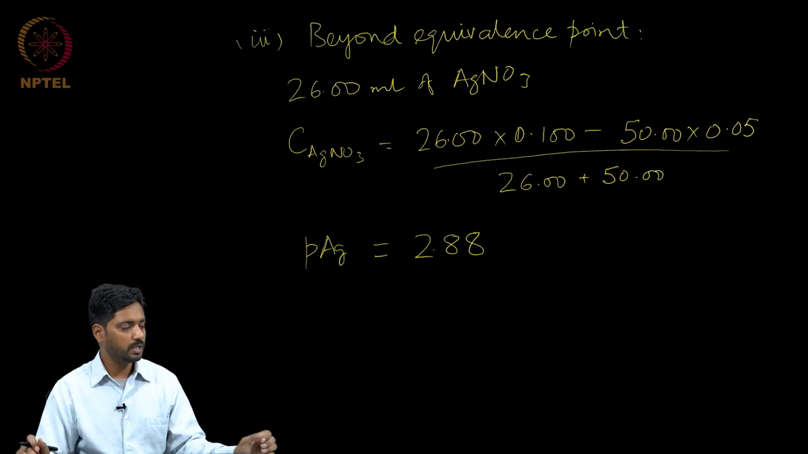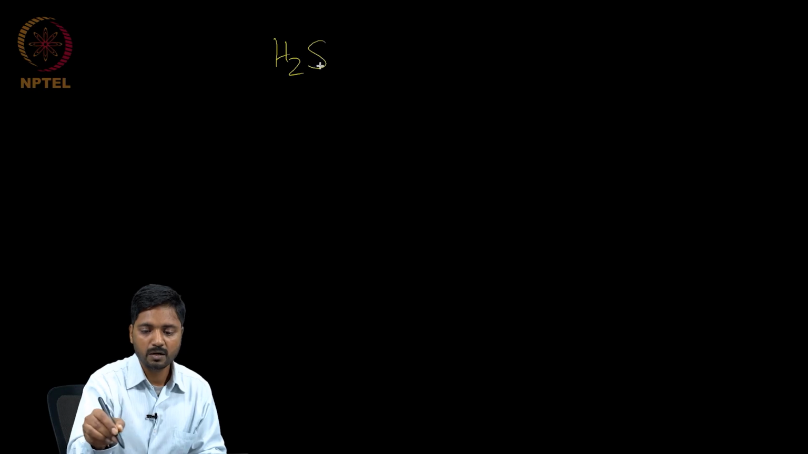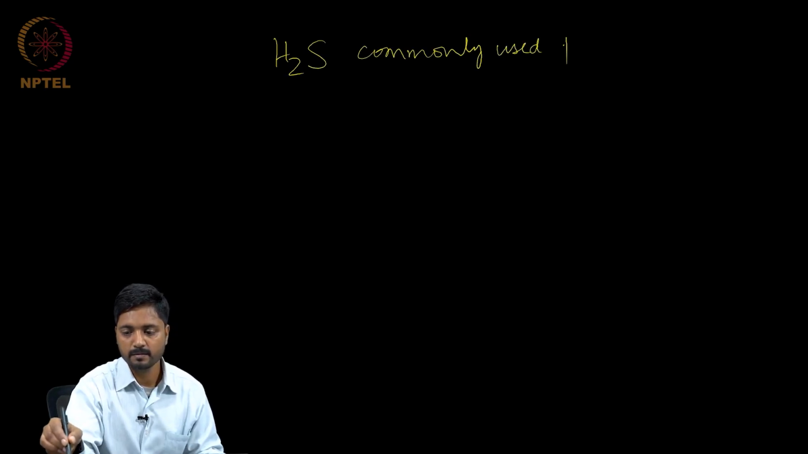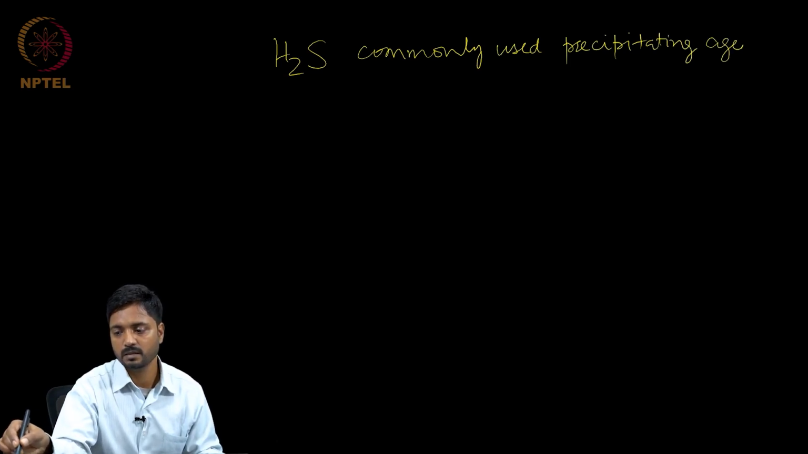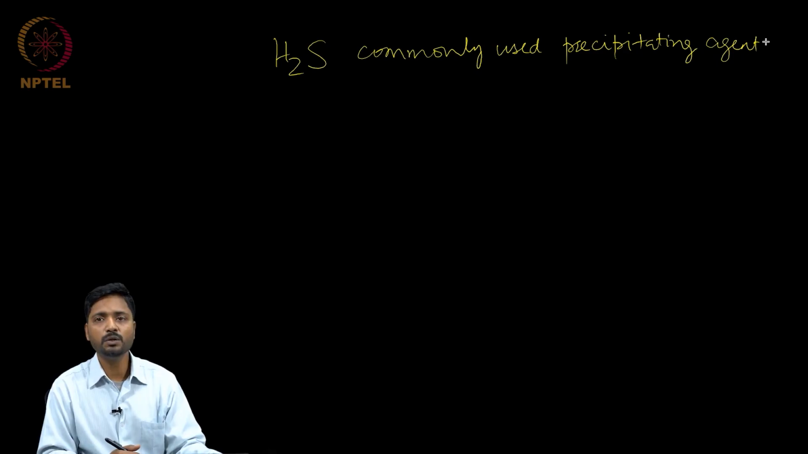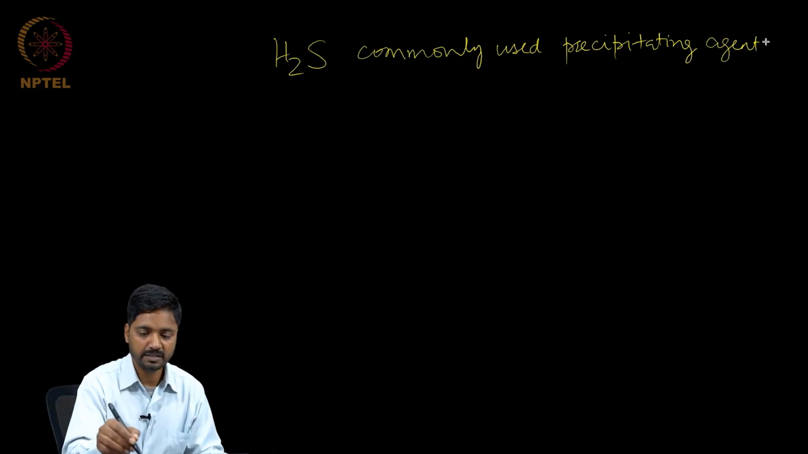Now, you would have also encountered that hydrogen sulfide is a commonly used precipitating agent, especially when we are trying to do our chemical analysis, and we will understand today why hydrogen sulfide is commonly used as a precipitating agent, and the answer to this lies in the two equilibria that exist here.